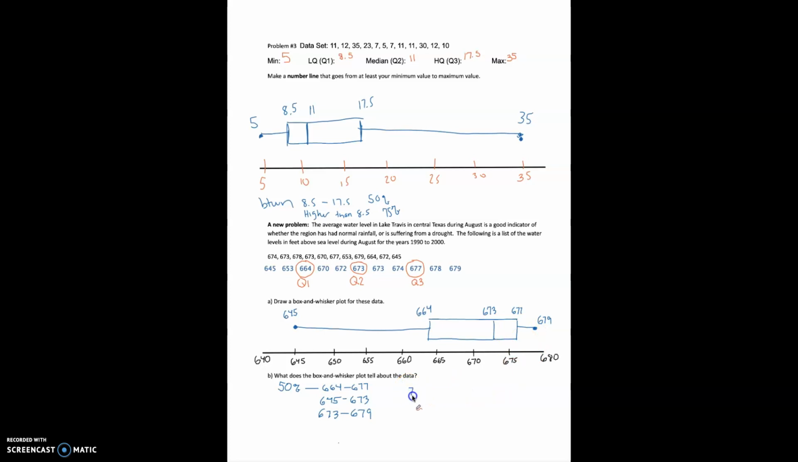You could do 75%. I'll write these down because there's not as many. From 645 all the way up to 677. Or you can say 75% from 664 to 679. And last one, you could say 100% from 645 to 679.